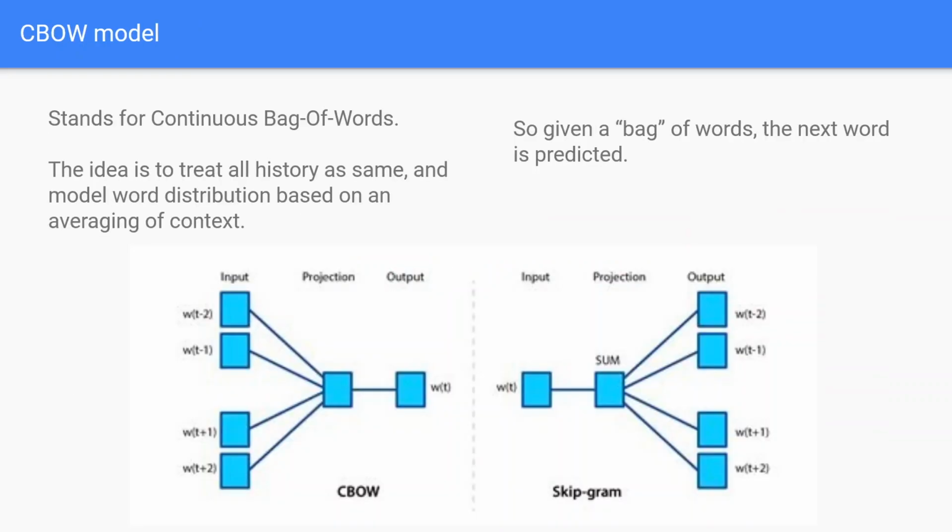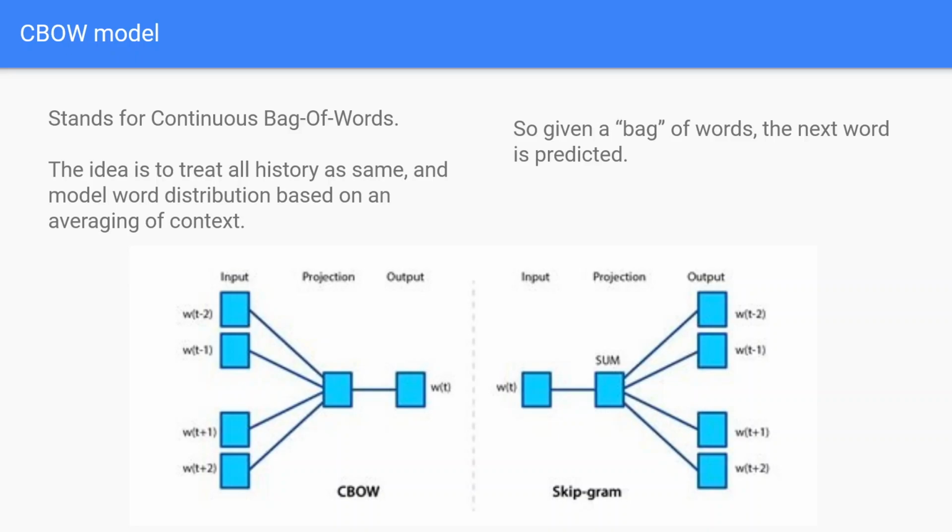CBOW stands for continuous bag of words. A CBOW model behaves like the opposite of a skipgram model. In a skipgram model, given a word, we predict the collection of words in a range around it. Whereas in CBOW, we are giving as input a range of words, the context. All of them are ranked the same. There is no order or specialty in them, and the output is then a word given all these contexts.